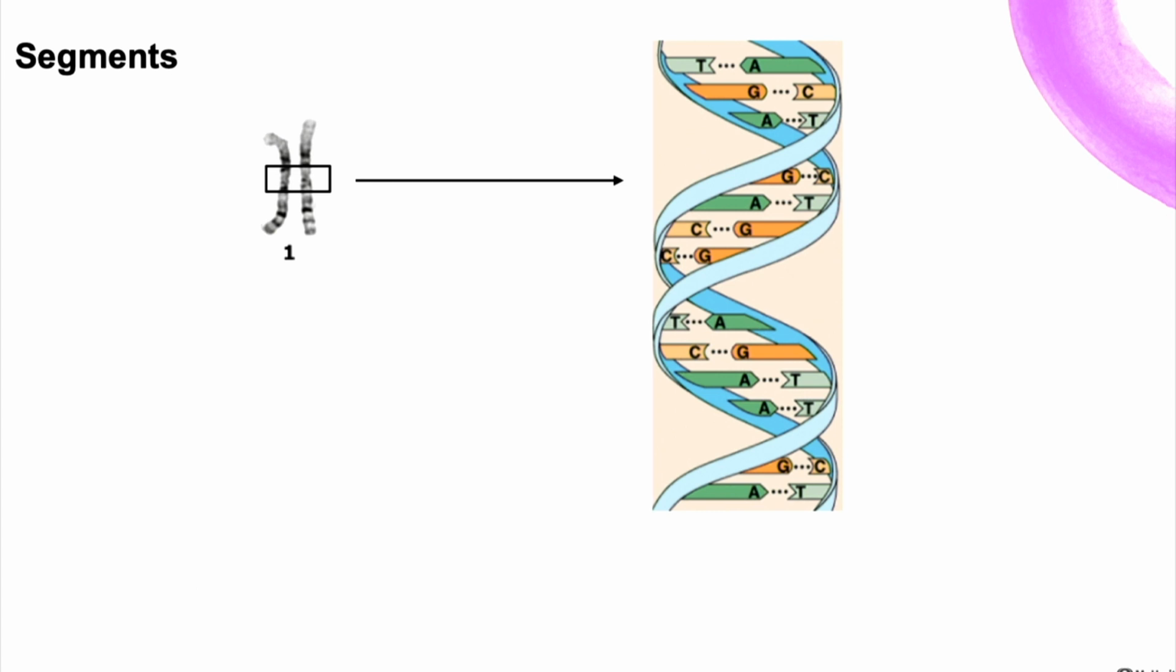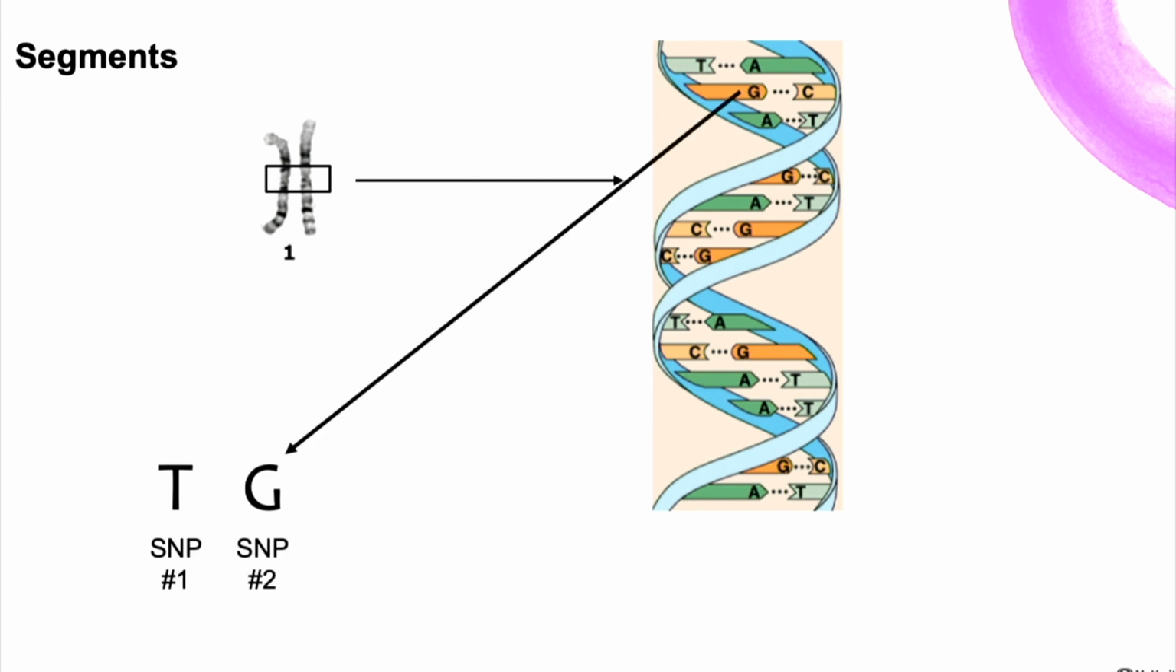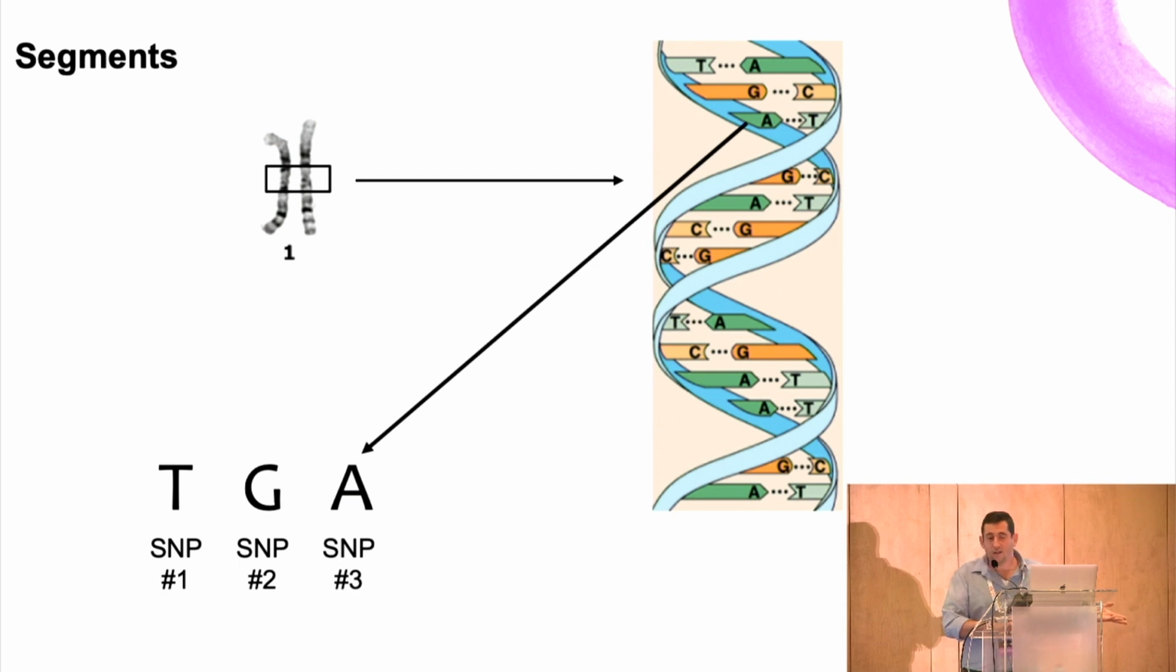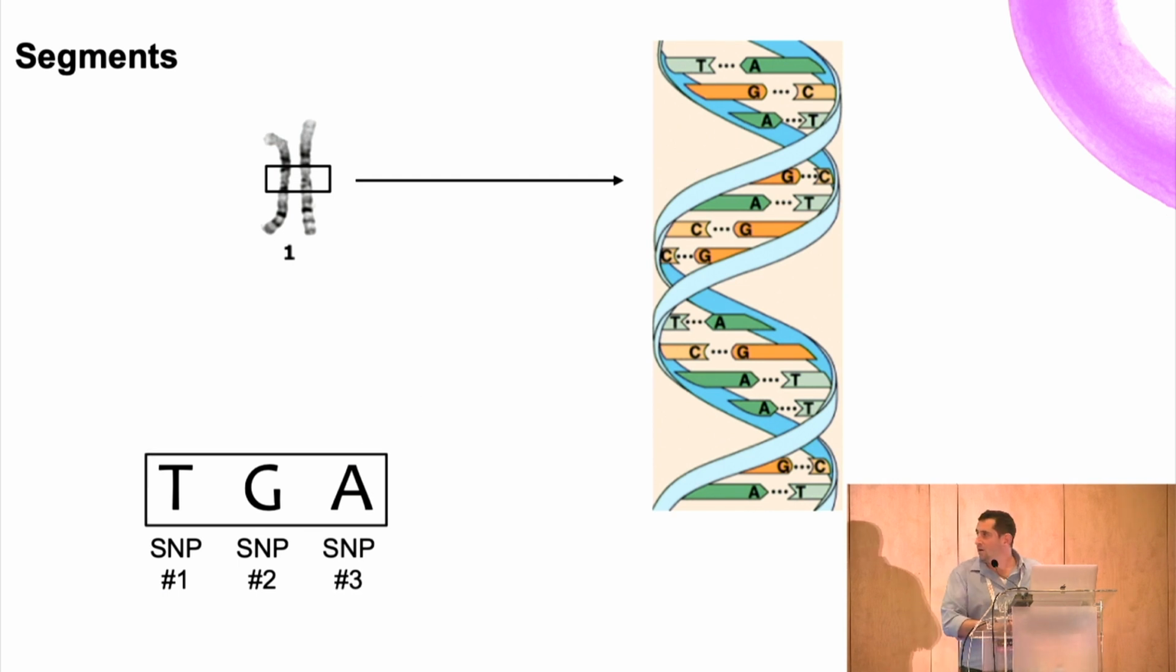After we understood what a chromosome is and what a SNP is, a segment is pretty much a sequence of SNPs together and the results that they hold. So if I take the T and the G and the A from the 3 SNPs, we can call this a segment. This is a DNA segment with the values that I have in it, the results that I have, what I've inherited from my ancestors.